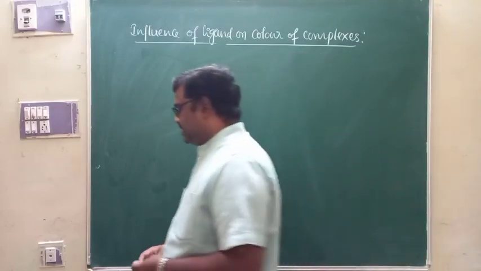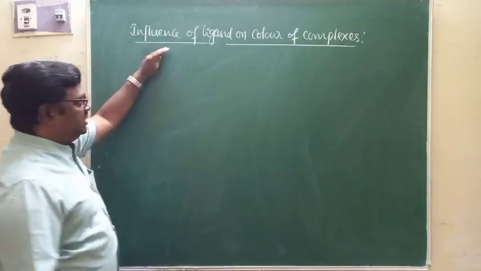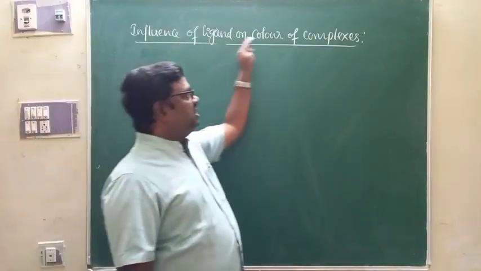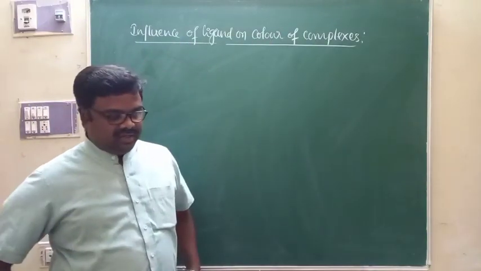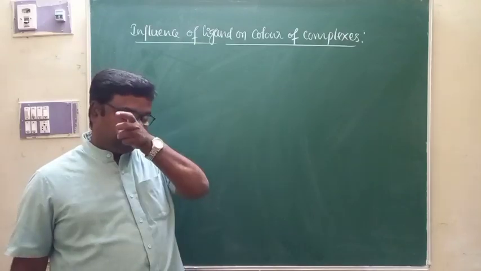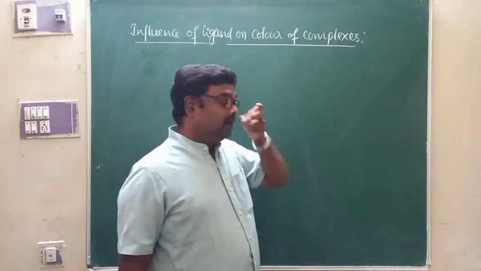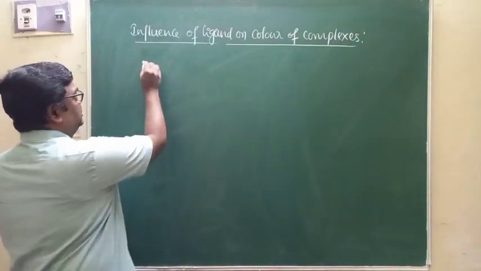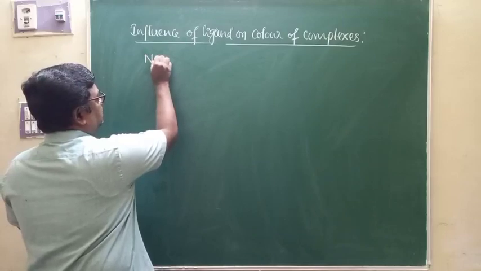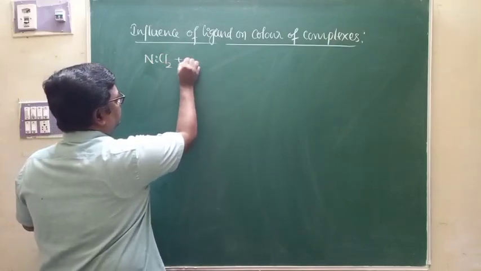We'll continue that discussion, color of the complexes. Under that, it is the influence of ligand on the color of the complexes. In this particular discussion, we are going to study how the ligand is going to influence the color of the complexes. For that purpose, I am going to take a solution of nickel 2 chloride.